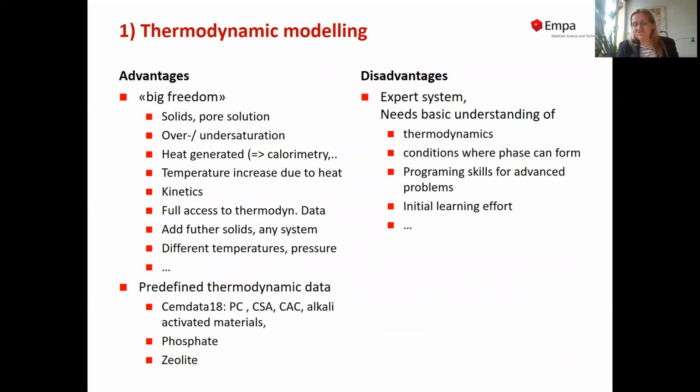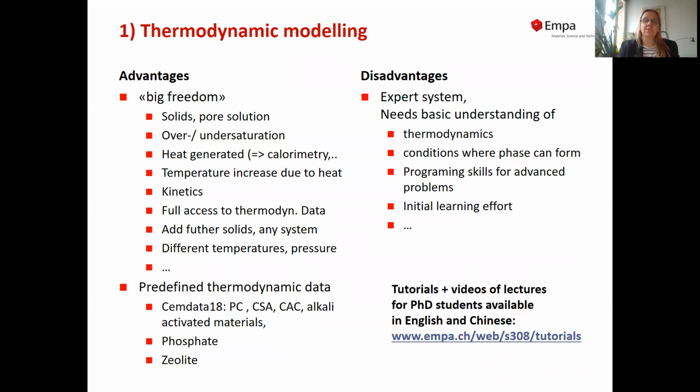The disadvantage, it's an expert system. Thus, you need a basic understanding of thermodynamics, the conditions under which phases may form or do not form. You might even need some programming skills for advanced problems, and you have to invest an initial learning effort to be able to handle the software.